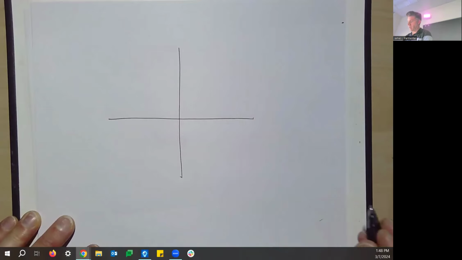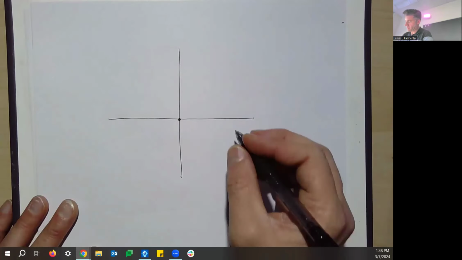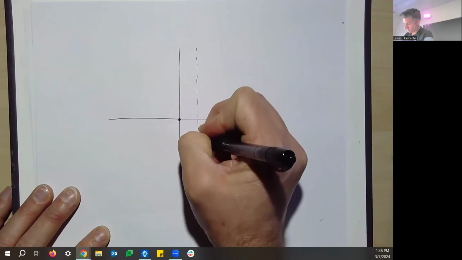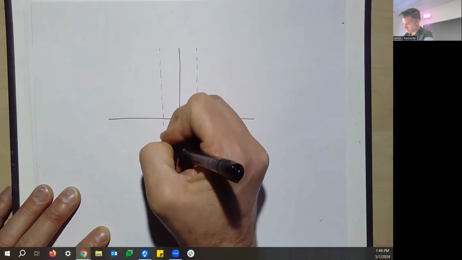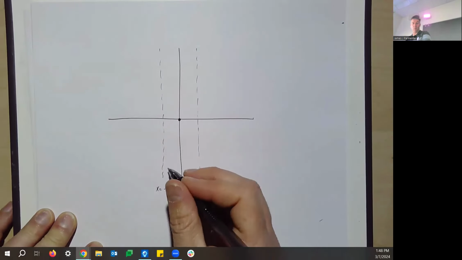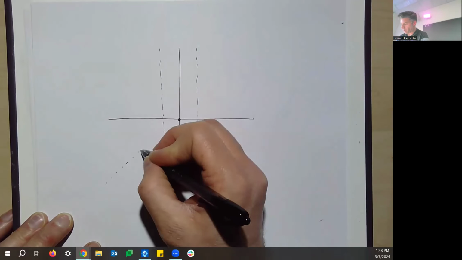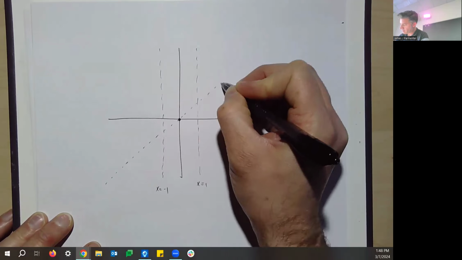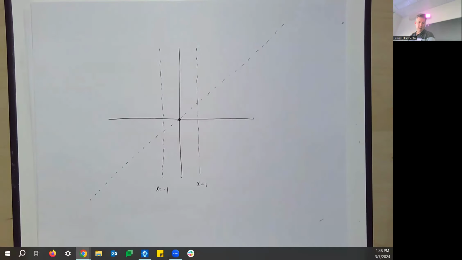So number line, I got my 0, 0 point. I have vertical asymptotes at +1 and then -1. I have a slant asymptote at y equals x, which is going to look like just the line y equals x, but you want to draw it dashed. Okay. And then what else? Nothing else from this page.